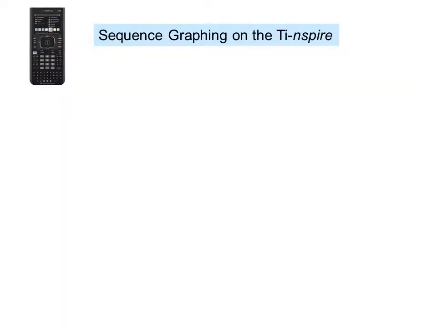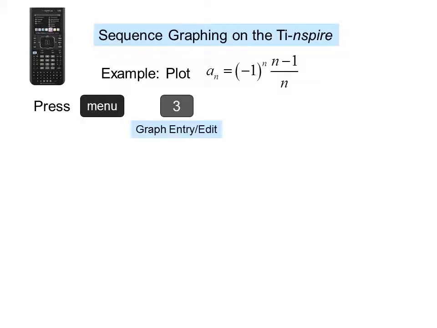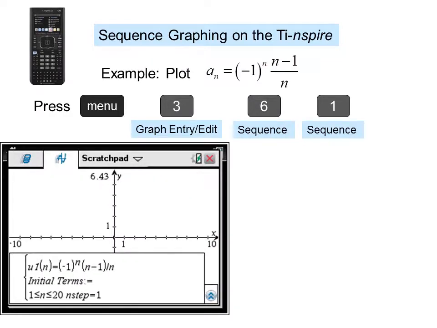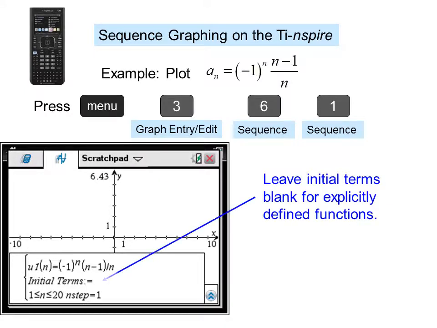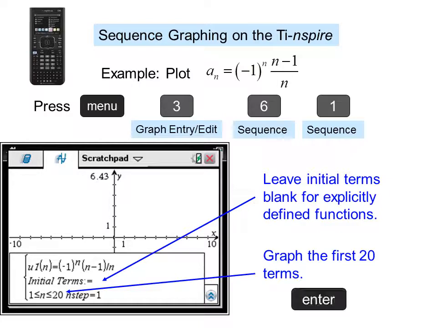Sequence graphing on the TI-nspire. Example, plot a sub n equals negative 1 to the n times n minus 1 over n. Press Menu, 3, Graph Entry Edit, 6, Sequence, 1, Sequence. Enter the expression. Leave the initial terms blank for explicitly defined functions. We'll graph the first 20 terms. Press Enter.